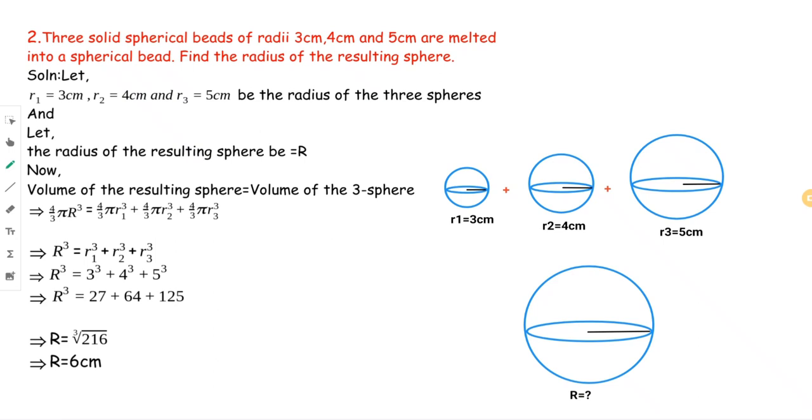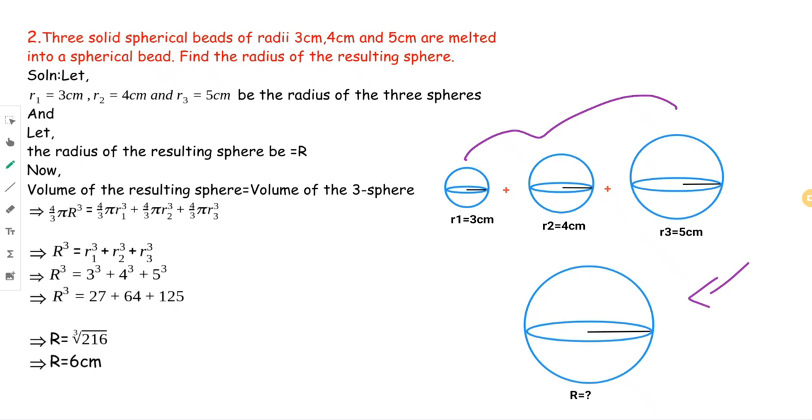Question number 2. 3 solid spherical bits of radii 3, 4, and 5 are melted into a spherical bit. Find the radius of the resulting sphere. So 3 small spheres have been melted, and then it forms a bigger sphere. They're asking us to find the radius of the bigger sphere, right?